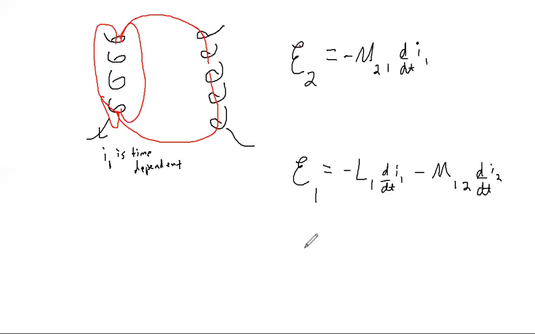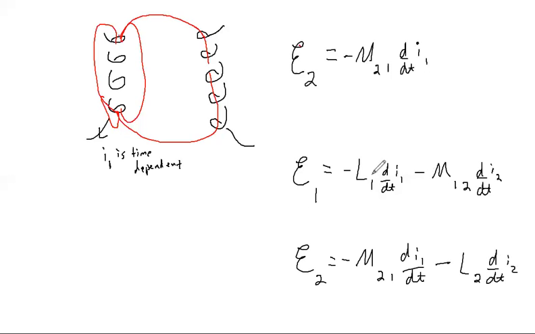And similarly, you could write the same thing for the total EMF across 2: it would be a combination of the mutual inductance on 2 coming from 1, minus the self-inductance of 2 acting on itself. So that's how we would define self and mutual inductance. They're very similar. It's just the effect of one loop on itself or one loop on another loop.